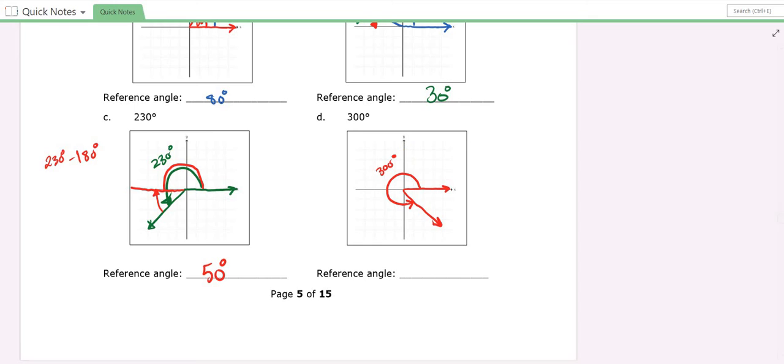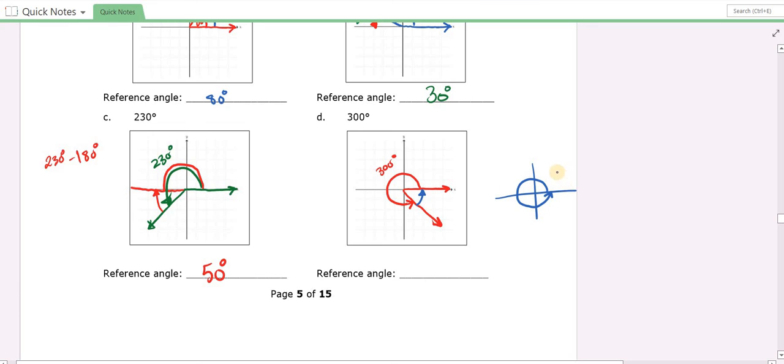Now, to determine the reference angle, we're going to start from the terminal side of the angle, and we're going to go towards the x-axis. So here is the x-axis, and we don't go this way because we're looking always for the acute angle, not the obtuse one.